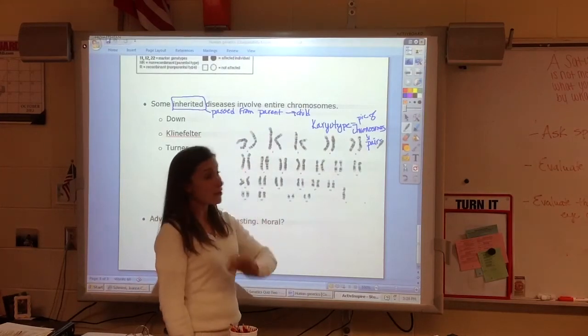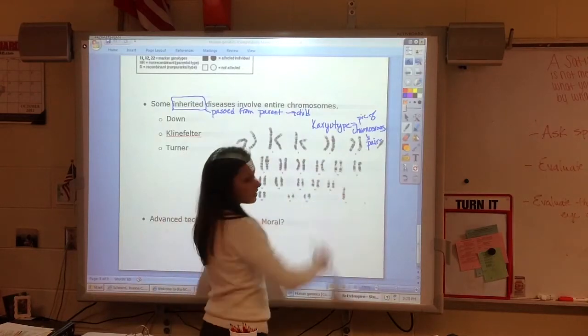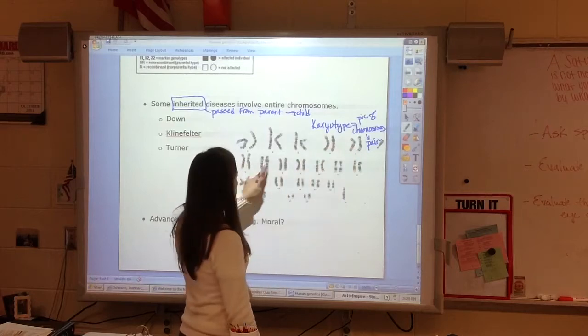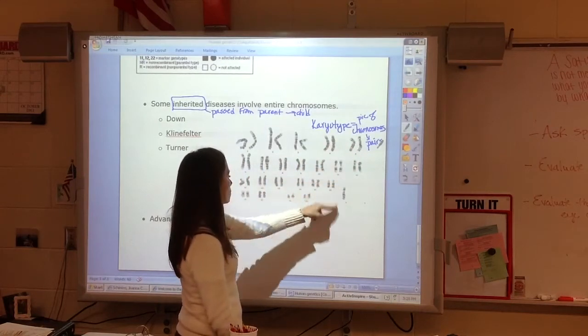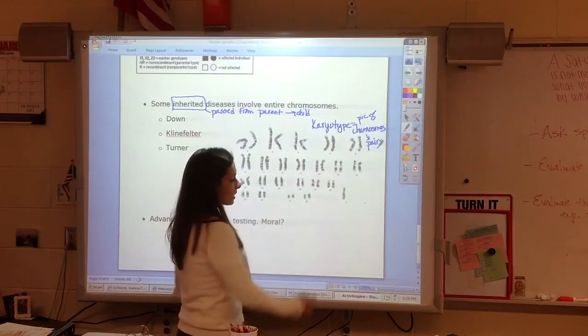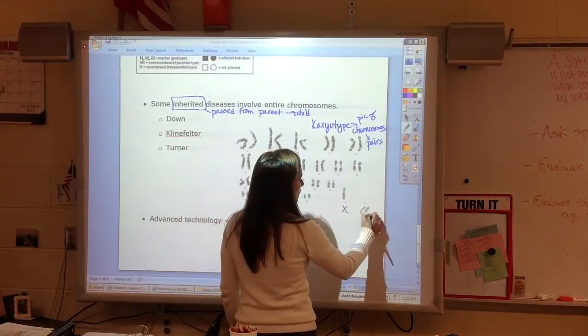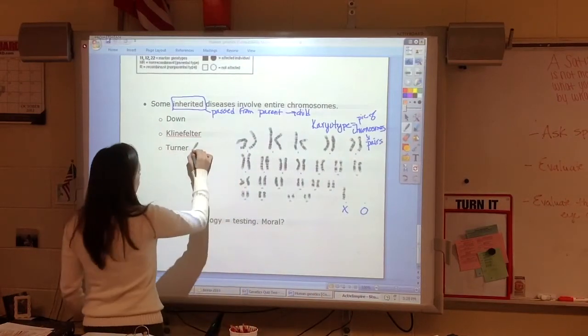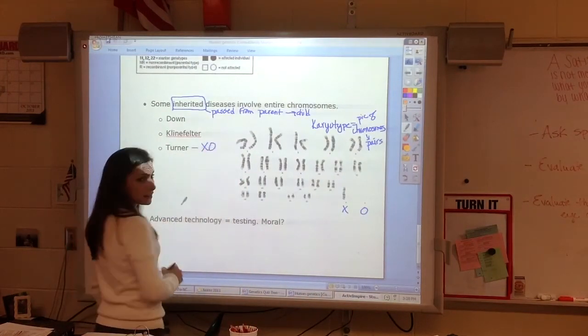The main thing that we look for is this concept of being in pairs. So there's 2, 2, 2, 2, and so on. And we get down here to the sex chromosomes, and what we have is an X and then nothing. There's no second X, there's no Y.